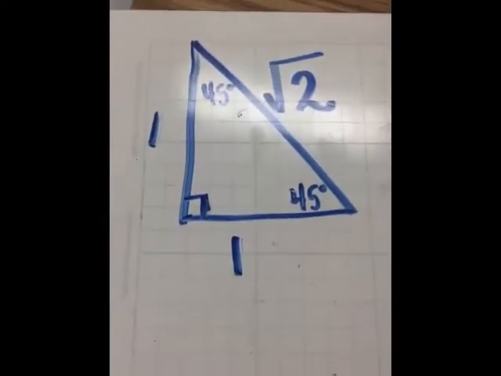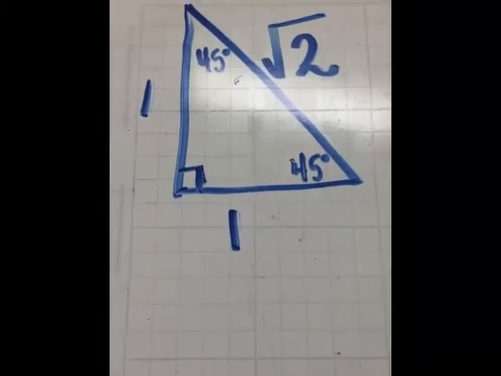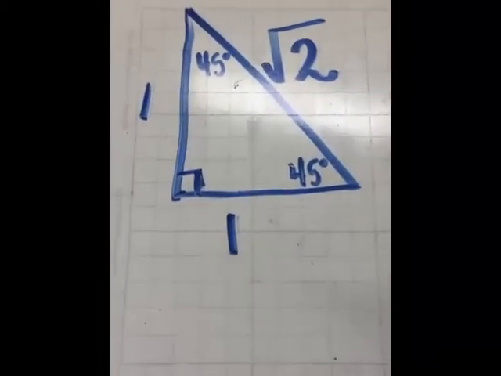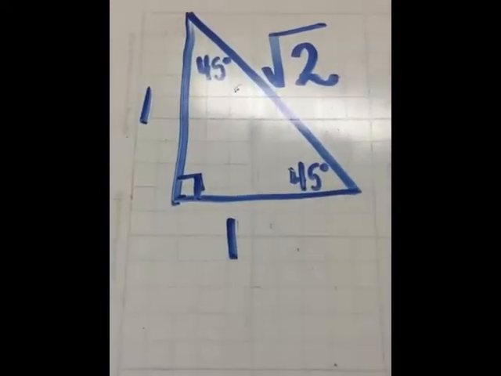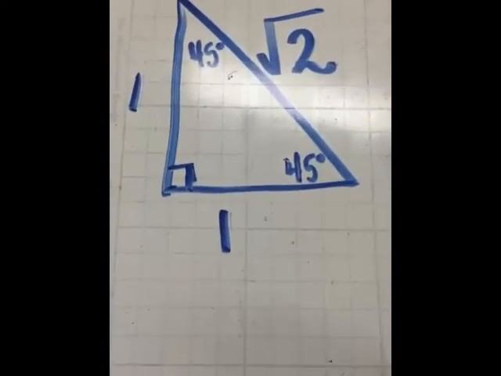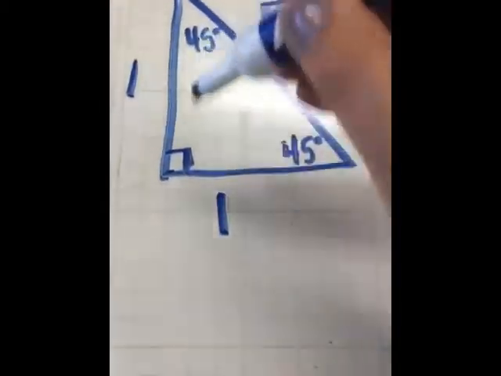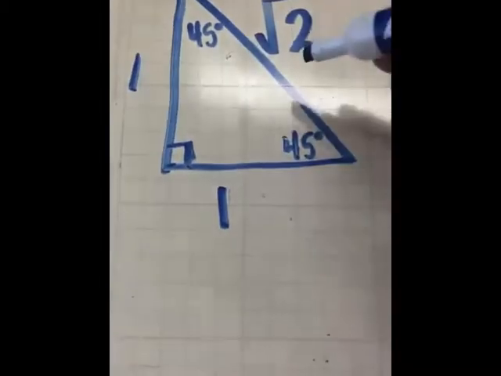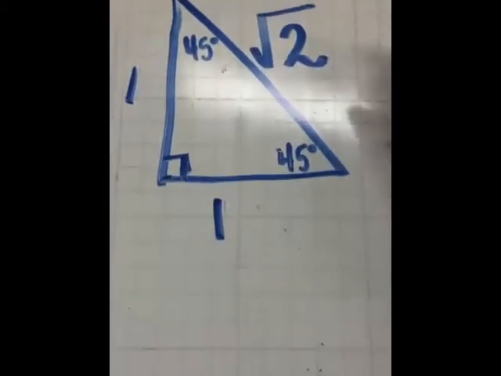Next thing we're going to talk about is special right triangles. There's two special right triangles that you have to have memorized. The first one is 45, 45, 90. The sides will always be in the same ratio for every 45, 45, 90 triangle. So across from the 45 is 1, across from the other 45 is 1, across from the 90 is root 2. So you have to have this memorized, be able to draw this picture on your own.